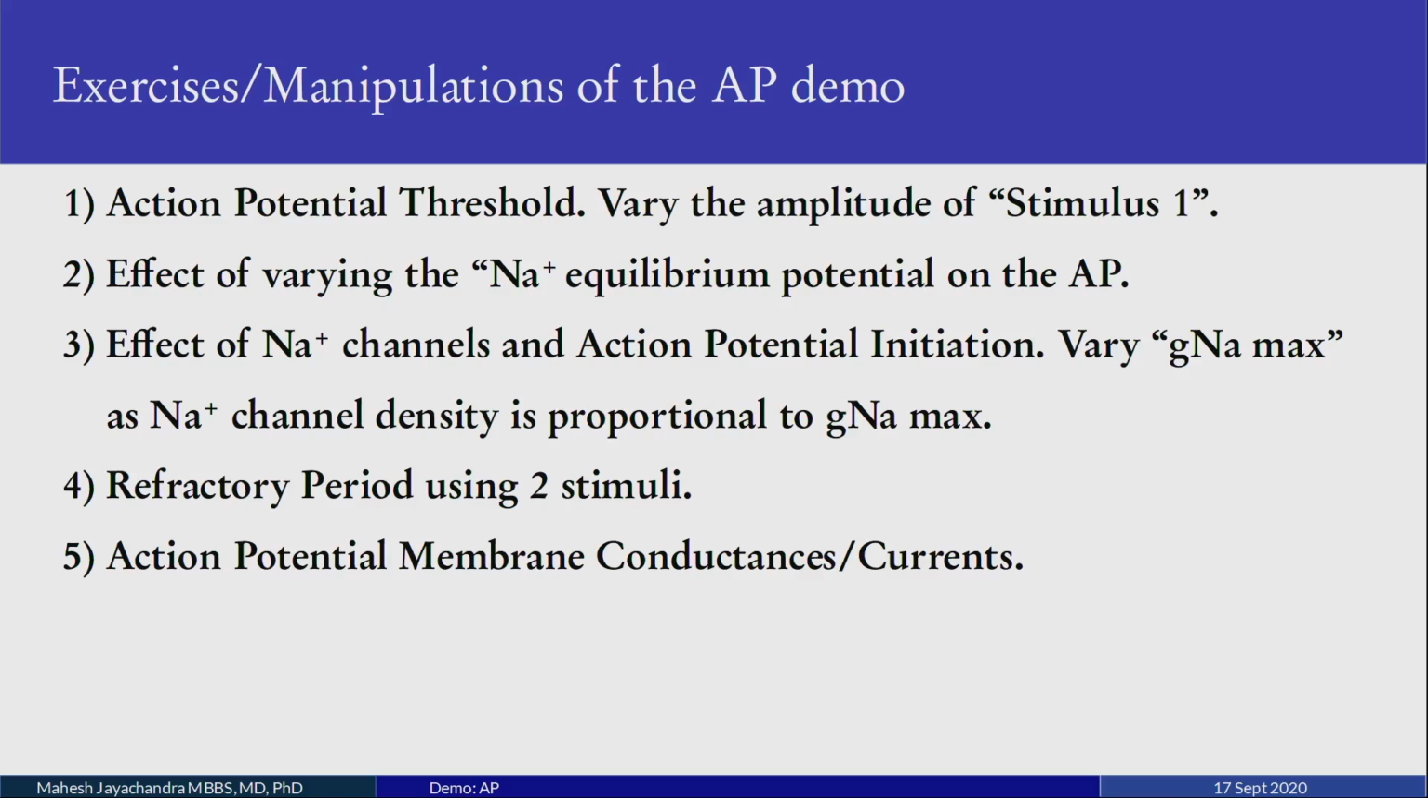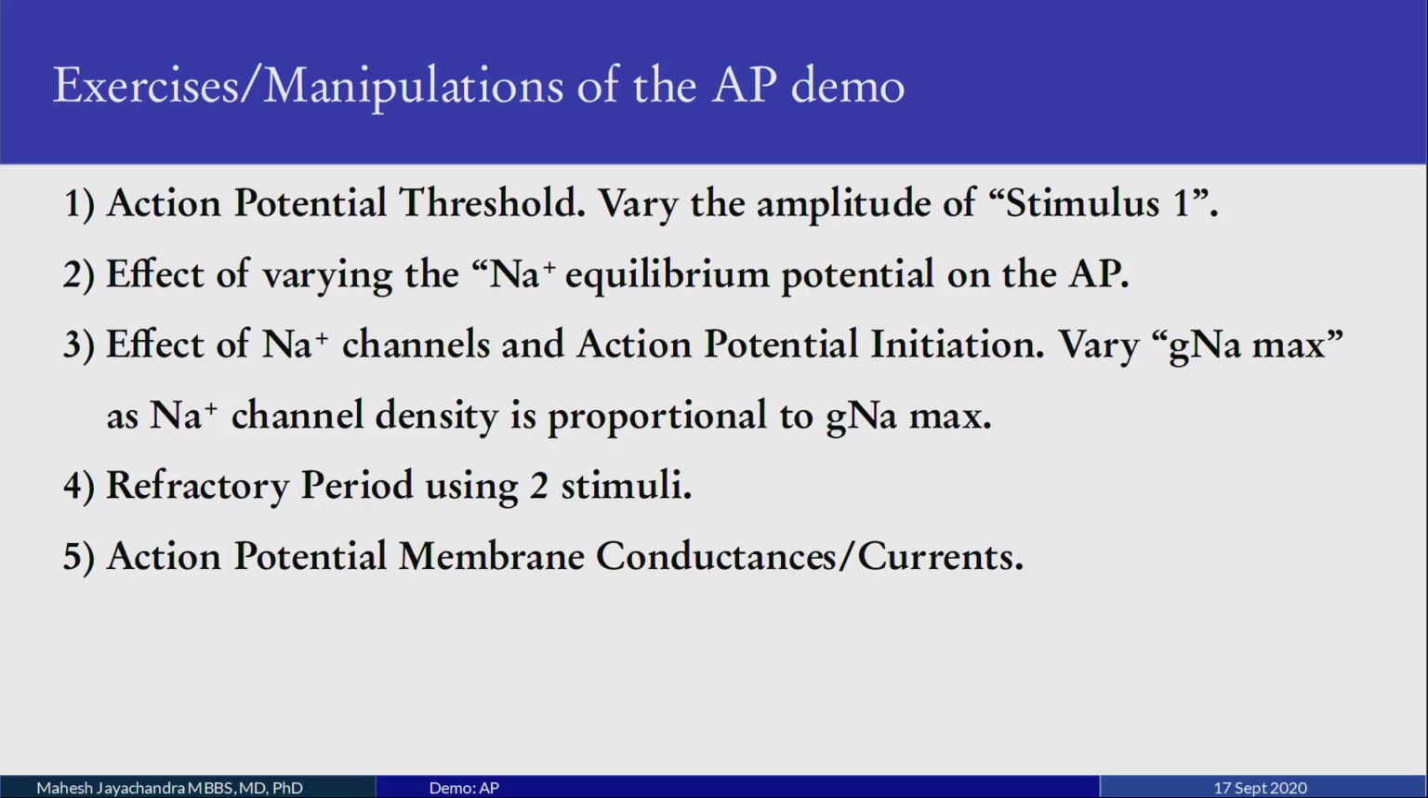For a little time after that is the relative refractory period, when you can get an action potential, but you have to use a huge suprathreshold current. And then after that it comes back to normal. So you can study those phenomena by using two stimuli. And then also you can see the effect of the action potential, membrane conductances and currents, on the shape of the response.